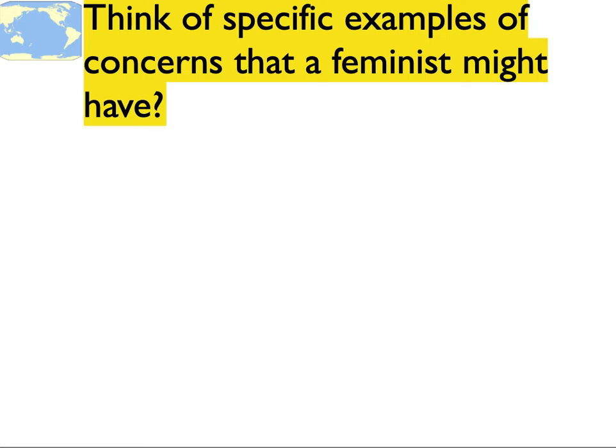Before we look at the specific examples, try to think of as many issues or concerns that a feminist might have today. You don't have to restrict yourself to this country.